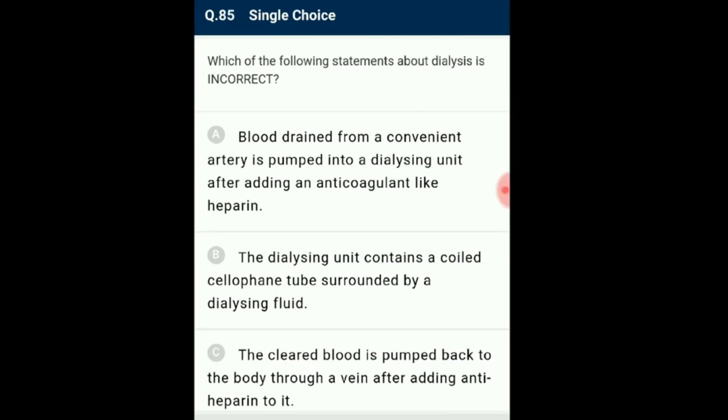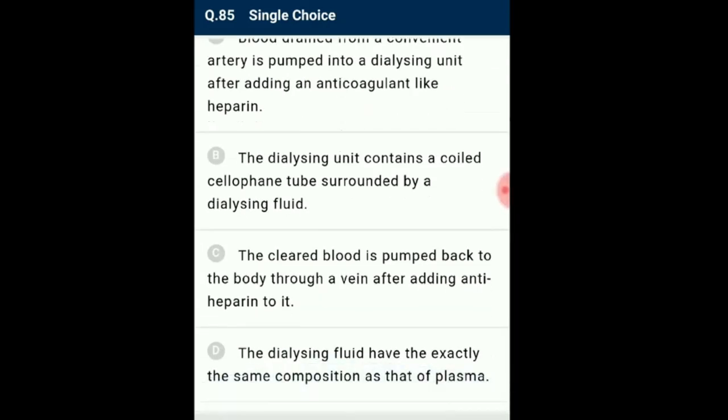Statement A. Blood drained from a convenient artery is pumped into the dialysing unit after adding an anticoagulant like heparin. This is a correct statement. B. The dialysing unit contains a coiled cellophane tube surrounded by the dialysing fluid. That is also a correct statement. Statement C. The cleared blood is pumped back to the body through a vein after adding anti-heparin to it. That statement is also correct.